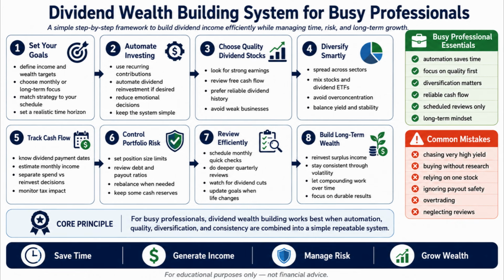Then, diversify smartly across different sectors and investment types. Instead of depending on one stock, mix dividend stocks with dividend ETFs and spread your investments across multiple industries. This helps balance yield, stability, and risk.